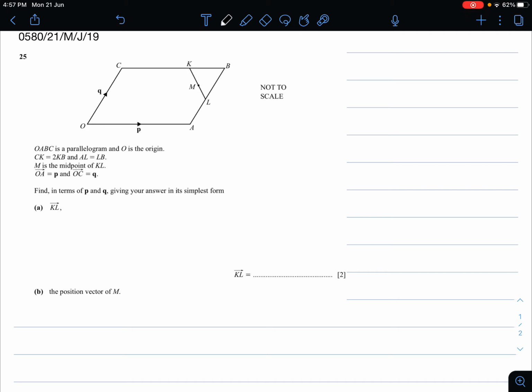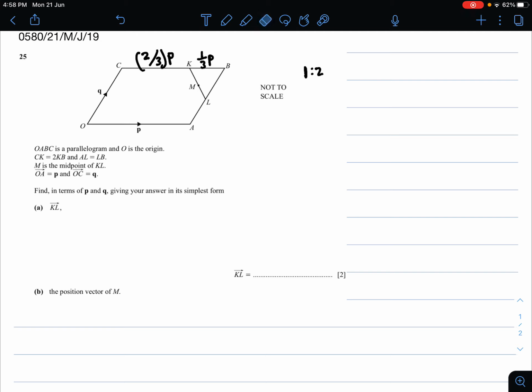OABC is a parallelogram and O is the origin. CK is equal to 2KB. So we know that the line CB is divided in the ratio 1:2. So we can therefore conclude that CK is 2 out of the 3 portions of the whole line, and KB would be 1/3 of the portions of the whole line, so 1/3p.